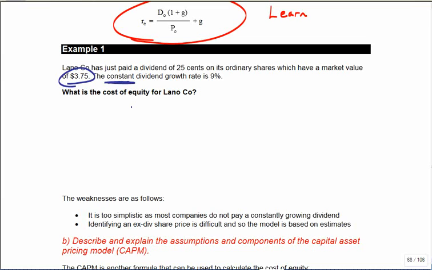So we need to identify the ingredients in the formula, and the formula starts with D0, and D0 is the current dividend, and we were told that is 25 cents.